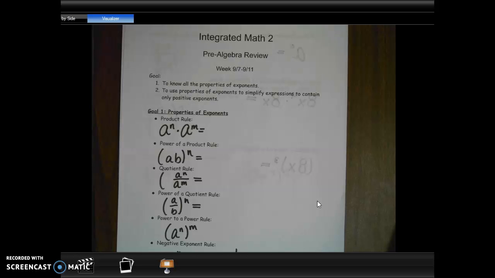We have two goals today. We're going to be able to know all the properties of exponents. We're going to be able to use the properties of exponents to simplify expressions to contain only positive exponents. So let's go ahead and take care of goal number 1 today. All properties of exponents. Here we go.